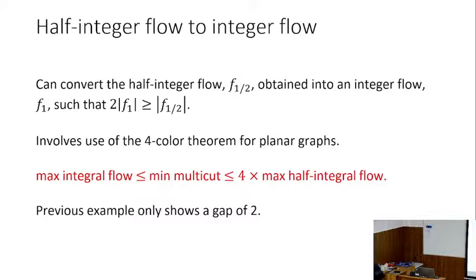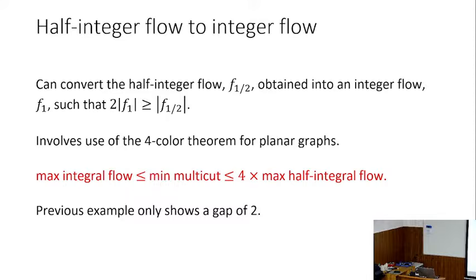We can convert this half integral flow into an integral flow as well, but we have to lose another half in the process. This is not completely standard. I think this also required some interesting ideas, one of which was to use the 4-color theorem. So the same result, if you want to formulate it in terms of integral flow, is this. The multi-cut is at least the maximum integral flow, but at most 4 times the maximum, oh sorry, cut and paste error, this should be integral flow.